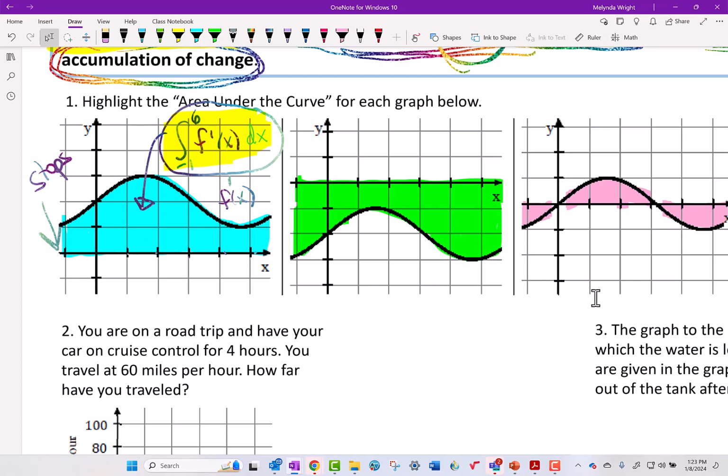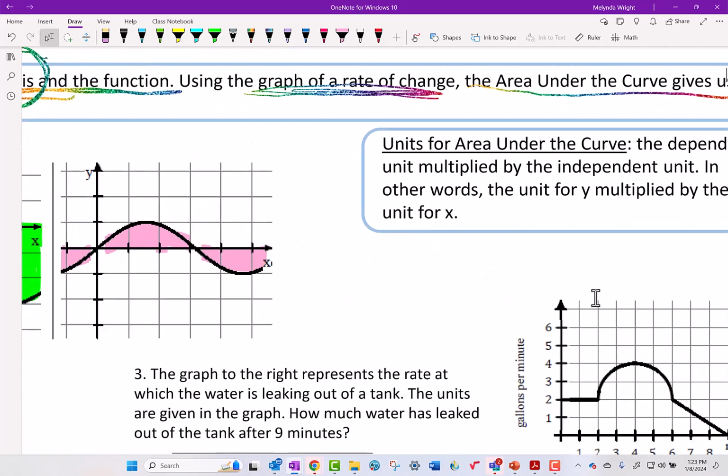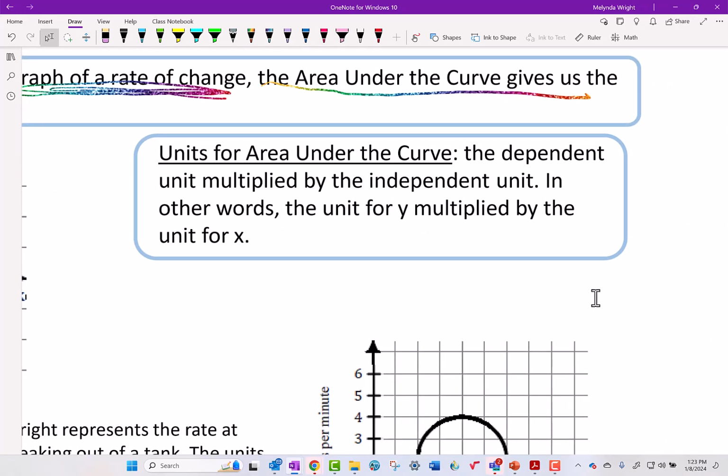So that's the first question. Now, before I go to the second question, I want to make note of this little note right here for units. So units for area under the curve. We take the dependent unit, which is y, and multiply that by the independent unit, which is x. In other words, we take the unit for y and multiply by the unit for x. That's how we come up with the units for area under the curve. I'm going to show you how that works in number 2.